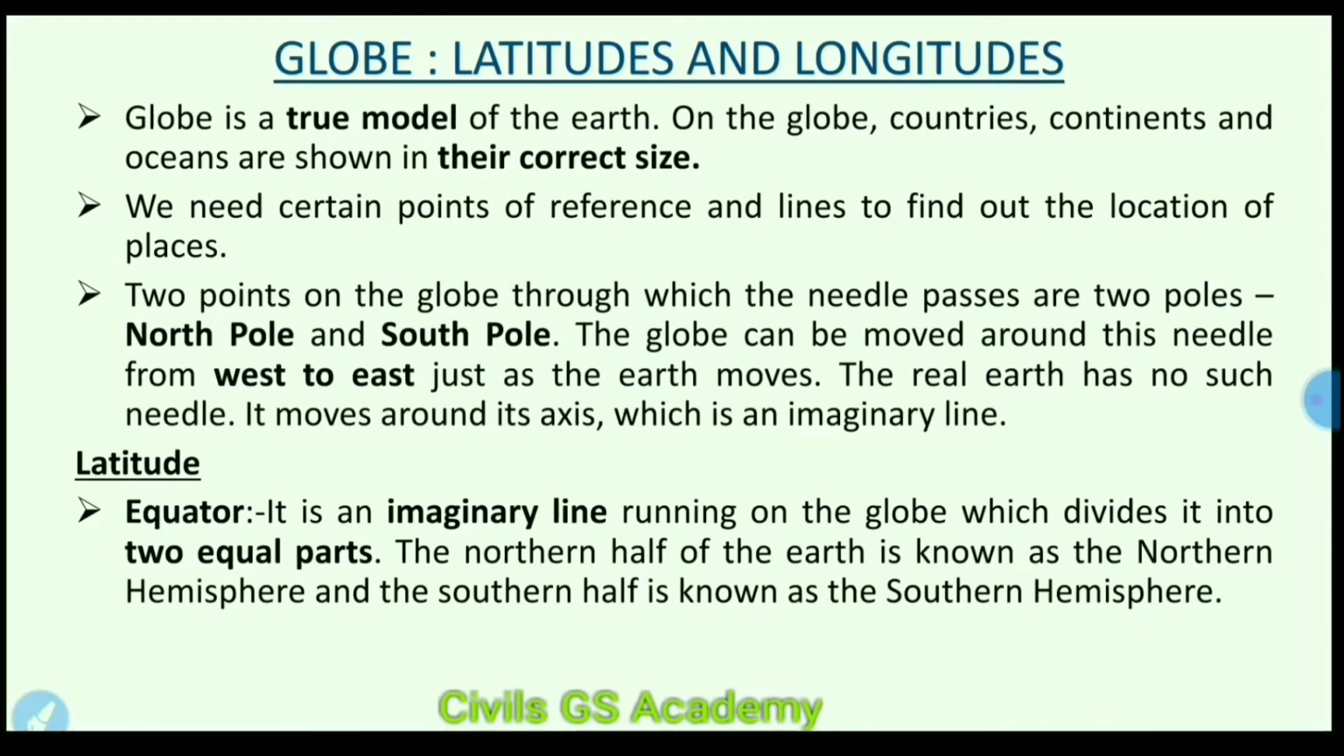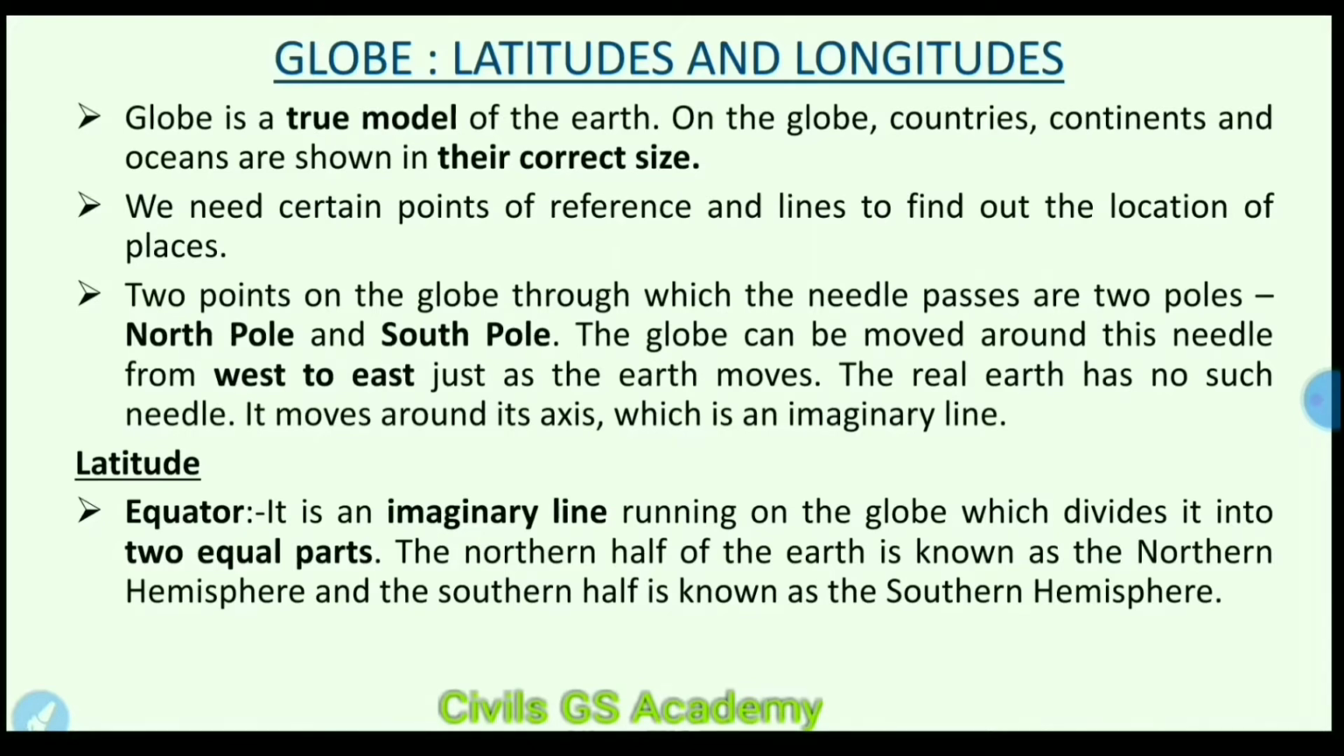We need certain points of reference and lines to find out the location of places. Because without some reference line or some reference point, we cannot locate a place on the Earth. The 2 points on the globe through which the needle passes are the 2 poles, North Pole and South Pole. The globe can be moved around this needle from west to east, just as the Earth moves. The real Earth has no such needle. It moves around its axis, which is an imaginary line. So what is the direction of motion of the Earth? It is from west to east.